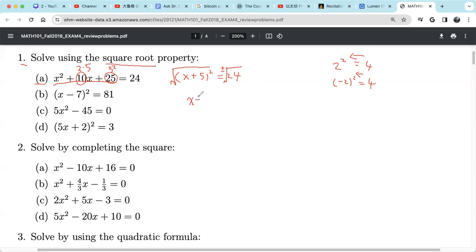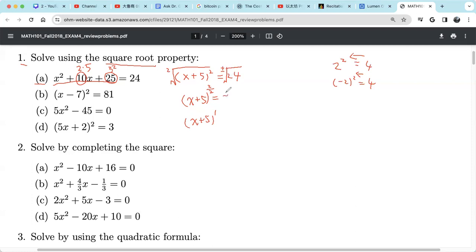So we have x plus 5 raised to the 1, right? Because this index is 2. We can write it with rational exponents: the power is in the numerator, and the index is in the denominator of the rational exponent. 2 over 2 is 1. And so that's just x plus 5 raised to the 1.